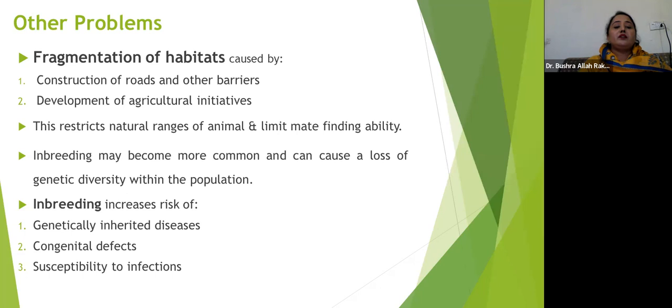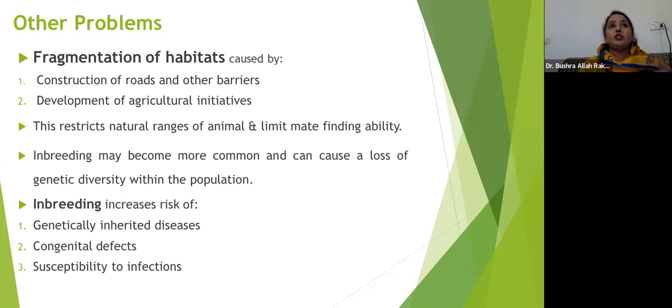So when the habitats are fragmented, the animals may not move or migrate from one place to another. Of course, this will limit the animal ranges, and they do not find their appropriate mate. And when animals are restricted to one place, they may face the problem of inbreeding. Inbreeding is common among many wildlife species, because they are restricted not only by these road barriers, but also by climatic barriers as well.